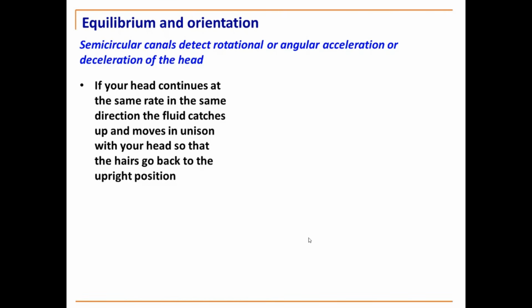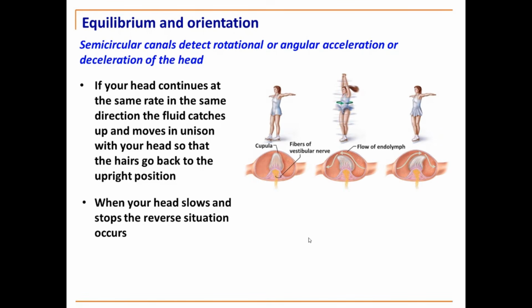And your body, in that respect, your vestibular apparatus, doesn't think that there's any movement going on, but of course your eyes do, so you're still aware of it. Don't forget you have different senses working at the same time, and your joints are still moving. When your head slows and stops, the reverse situation occurs. So if we're looking at this pirouette, you can see here she's pirouetting around, and when she's not moving, the cupula's nice and upright, and then you get the flow of endolymph moving one way, and as you slow down, the flow of endolymph moves in the opposite direction.